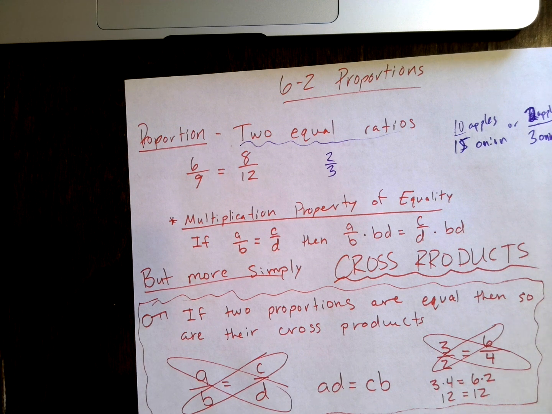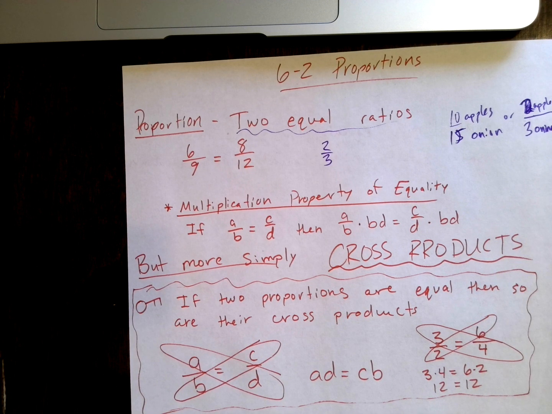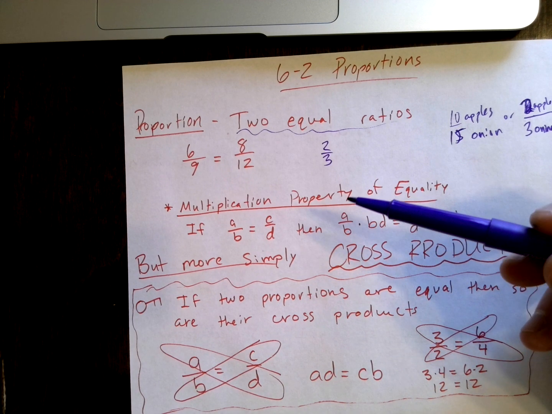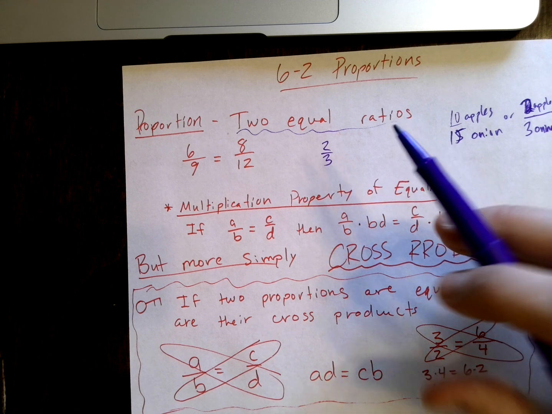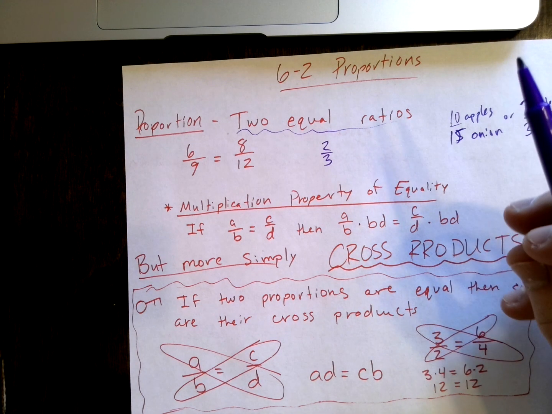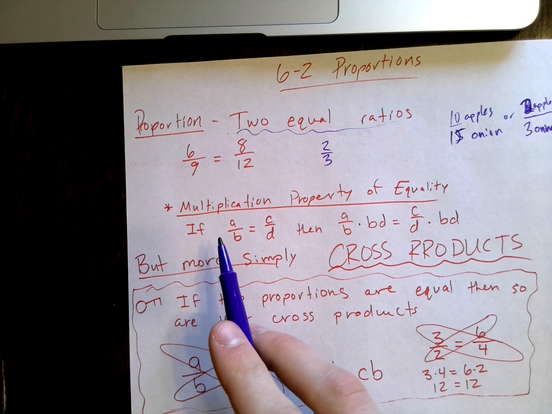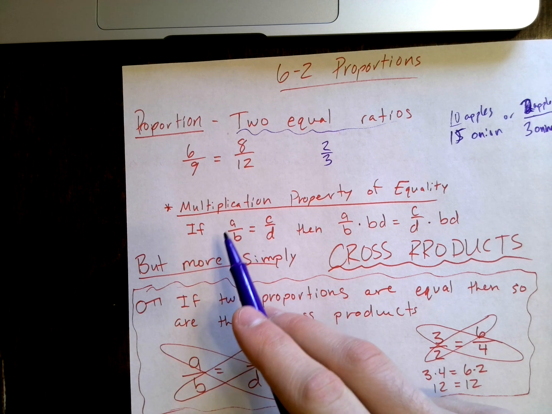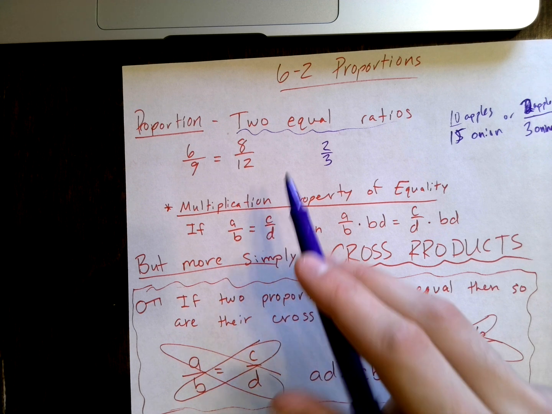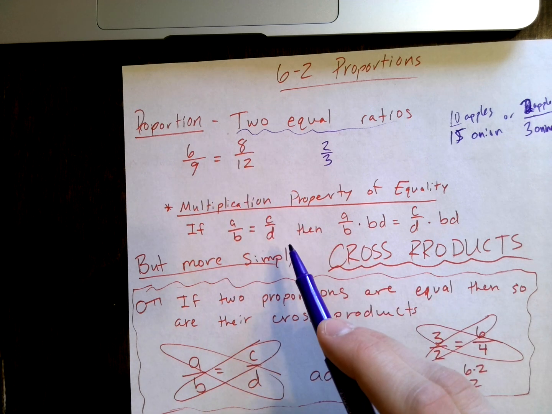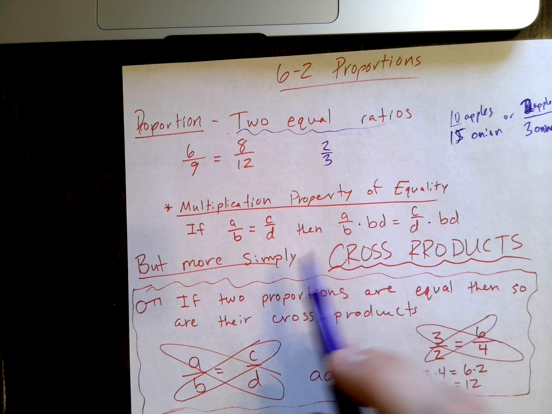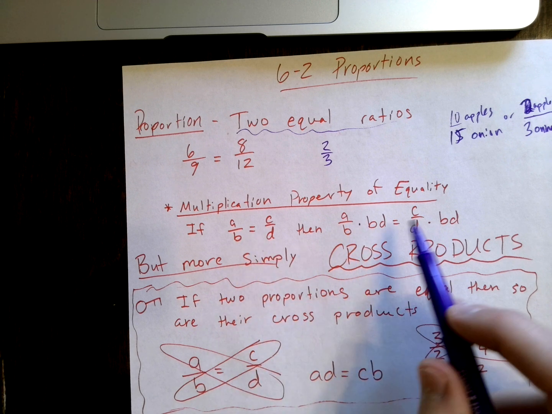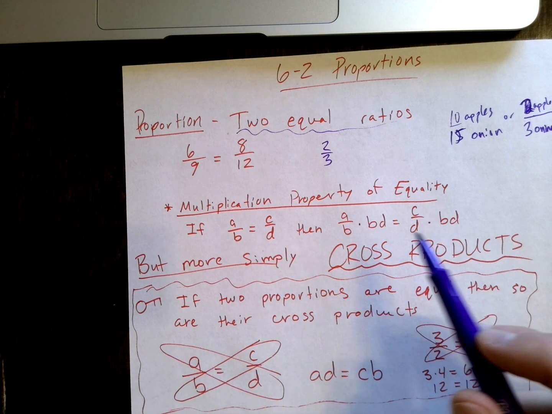It's two equal ratios. With equal ratios, we can do something called the multiplication property of equality. I'm not super stressed on you knowing what that means, but I'm going to tell you this right now so you can understand why it works. So here's our rule: if we have A over B and that's equal to C over D, then A over B times B times D is equal to C over D times B times D.